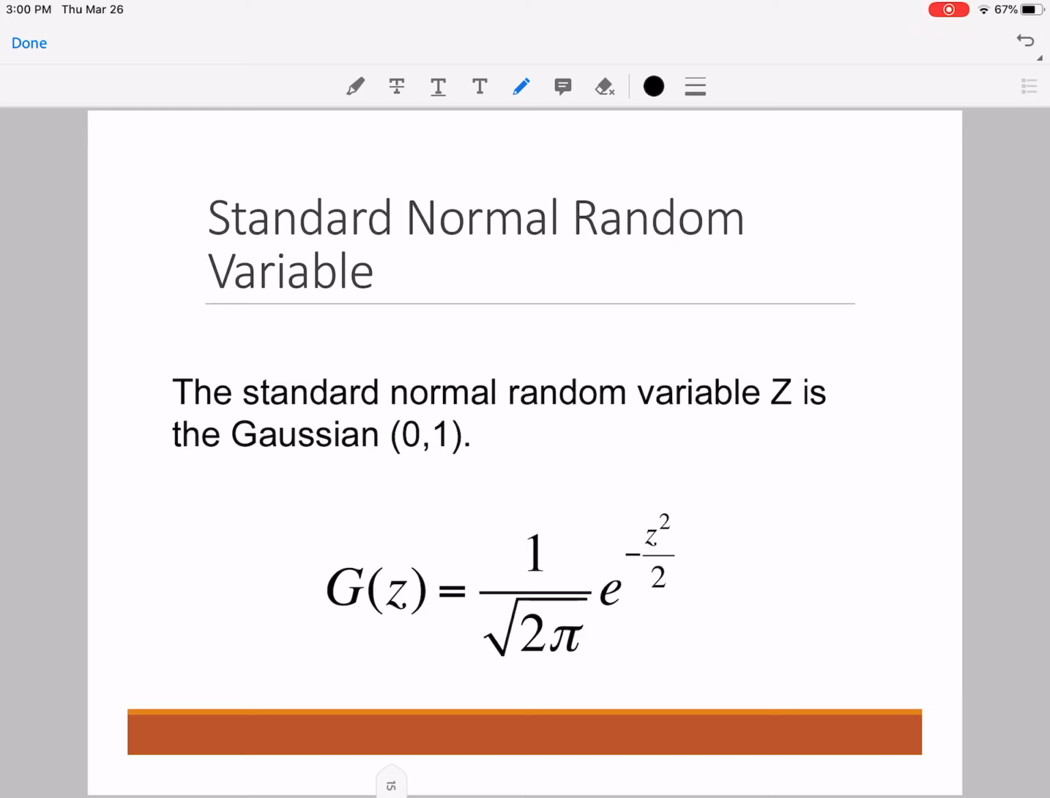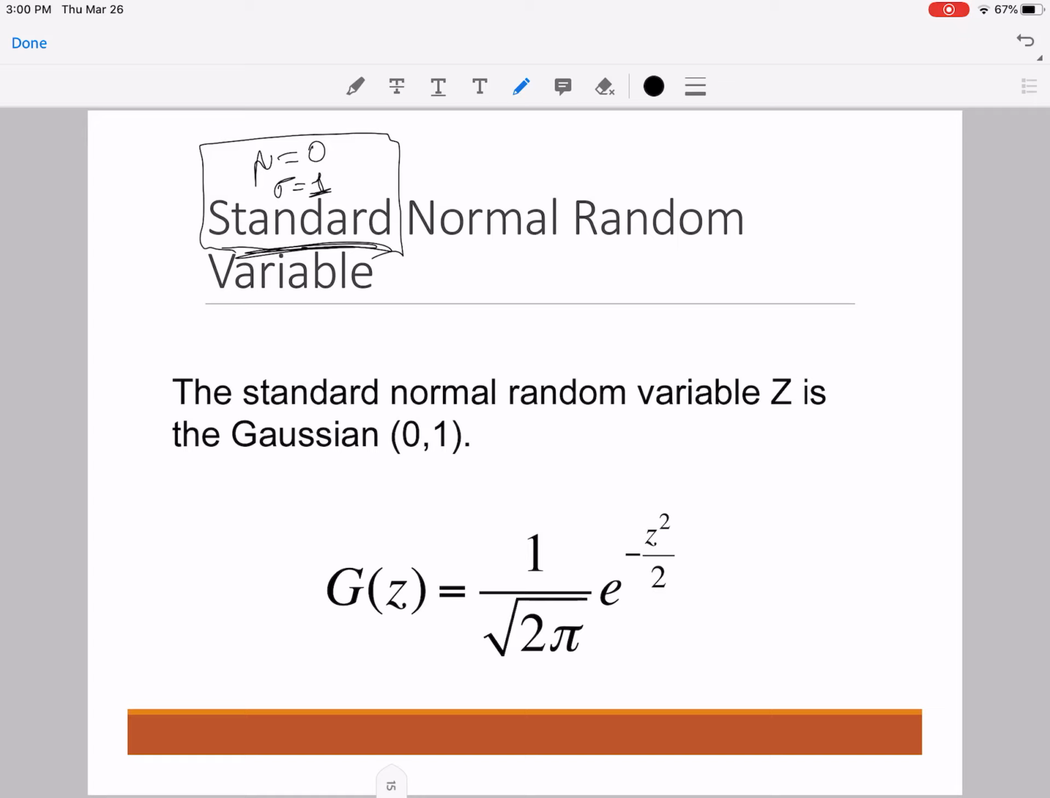The next important aspect of a Gaussian random variable is its standard normal form. A standard normal random variable is also a Gaussian random variable with a very specific property: its average is going to be equal to 0 and standard deviation is going to be equal to 1. And that's why it's called the standard normal distribution, because of this standard property: its average is 0 and standard deviation is 1.